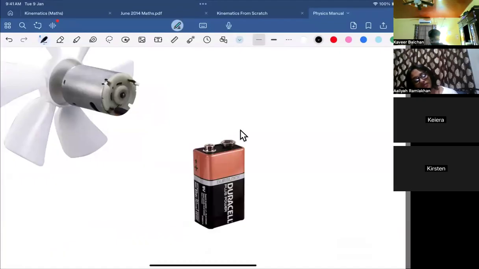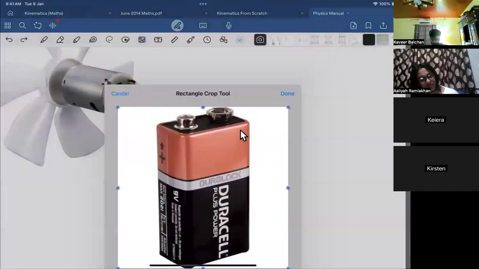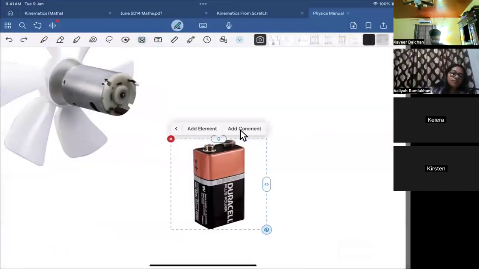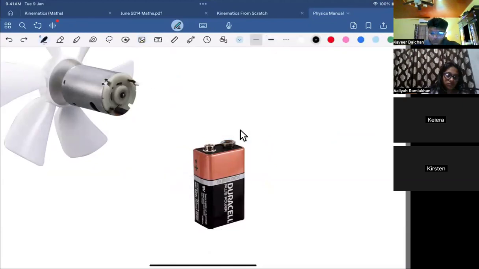So let me connect the negative. Can't really edit this. Yeah, can't really edit much.